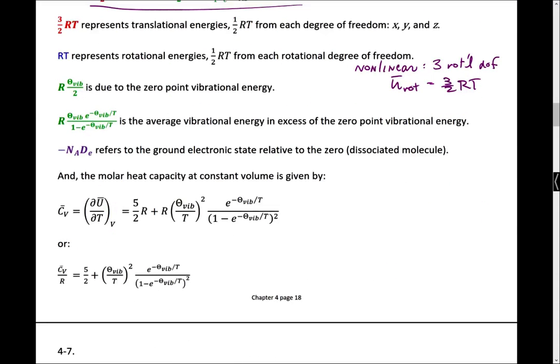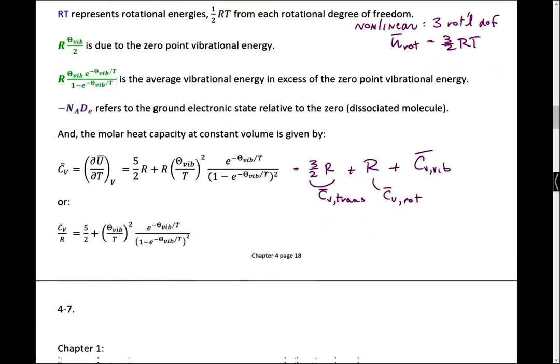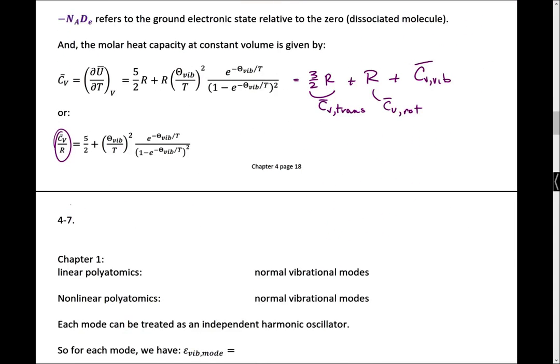Okay? All right, and what we're left with is, and here I'm going to write this out explicitly a little bit. This is going to be 3/2 R. That will be CV for translation, plus R will be CV for rotation. And then the rest of it is CV vibration. I'm not going to rewrite the whole equation, right? But that refers to this. Okay? Does that make sense? All right, and then we can rewrite that reference to R, and that's what we end up with.